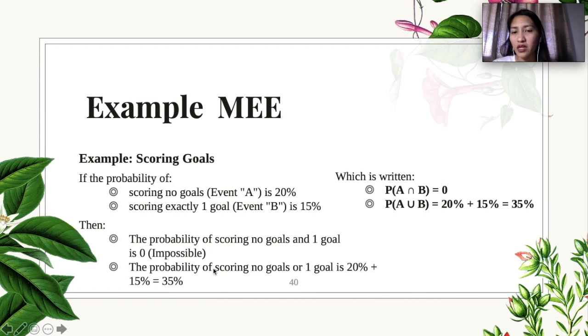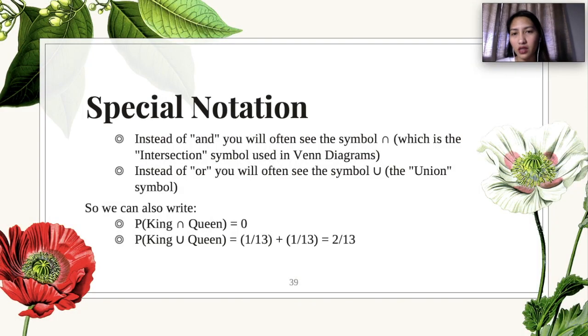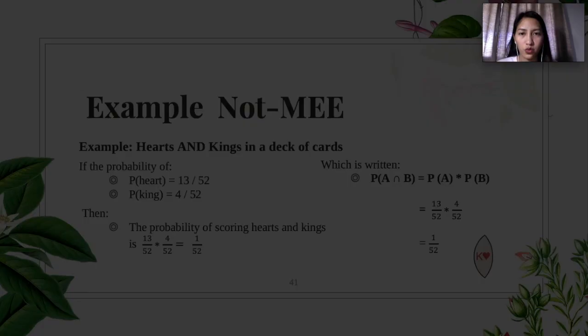While the probability of scoring no goals or 1 goal is 20% plus 15% is equivalent to 35%. So, again, kapag meron ka dyang or union, all you have to do is to add 2 probabilities. So, we have 35%. Katulad lang din yan ng ating example kanina about king and queen.